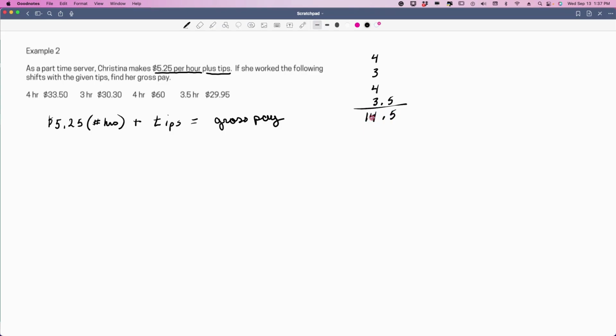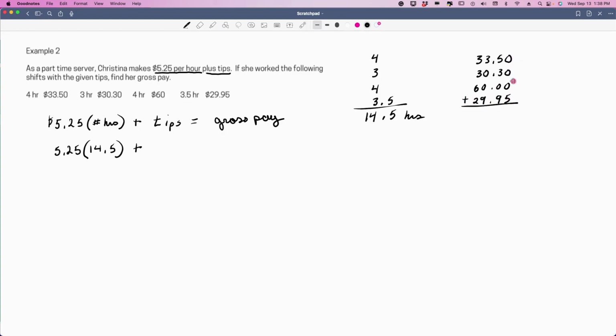So now we can put this amount, this is our hours, into this calculation here. So 525 times the number of hours, which is 14.5, plus, now we need to find out her tips. We're going to add all her tips together. So that's going to be 33.50 for the first day, 30.30 for the second day, $60 for the third day, and $29.95 for the fourth day.